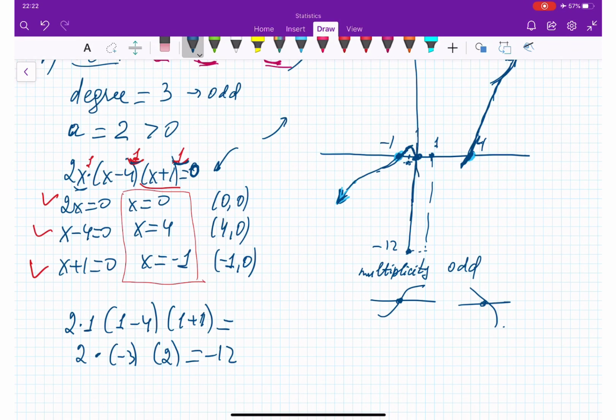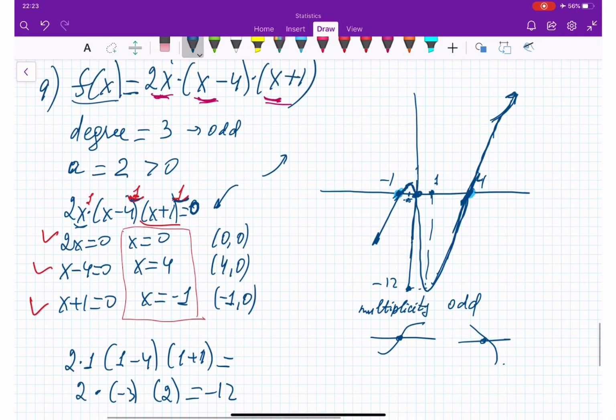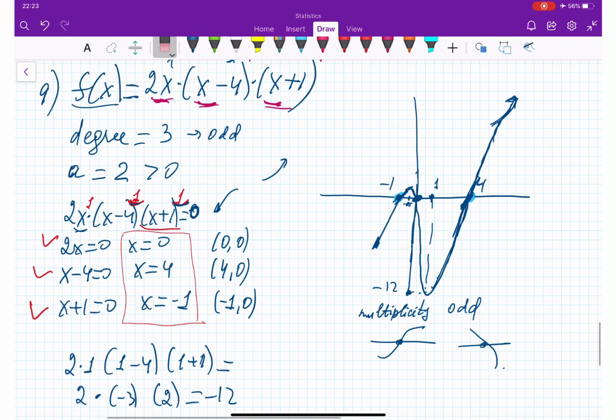So it's gonna come down here and come back here, and this is how it's gonna look. Let me make it look nice. And this one also. This is how it's gonna look. Okay?